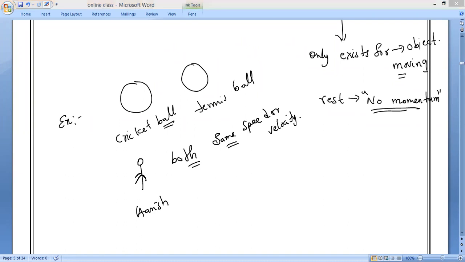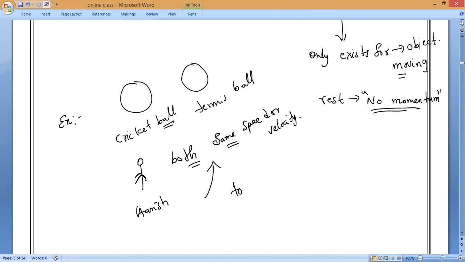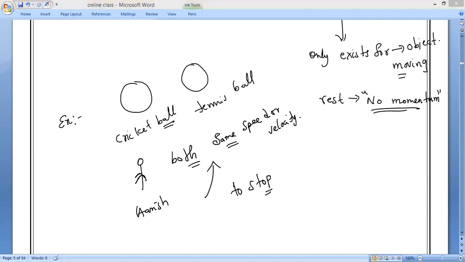Now observe very carefully. Which one requires more force to stop? Suppose Chaitanya Reddy wants to stop that ball. To stop the cricket ball or the tennis ball, which one does Reddy need to apply more force to stop? Anybody, please try to answer. Cricket ball, sir. Why the cricket ball? Because it has more mass.